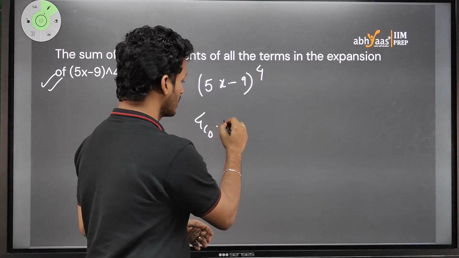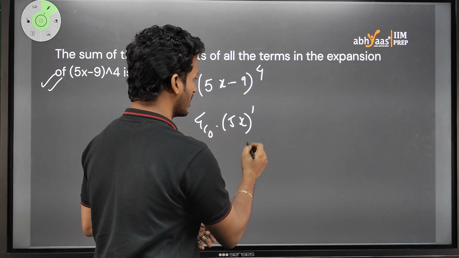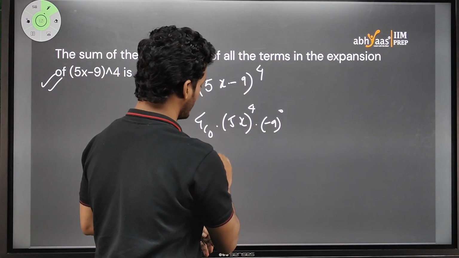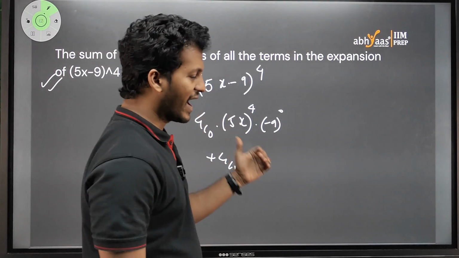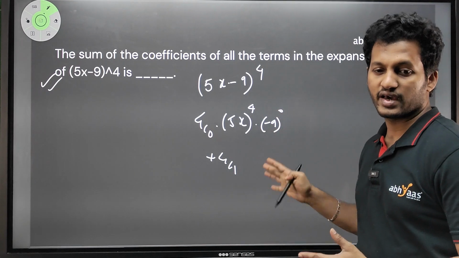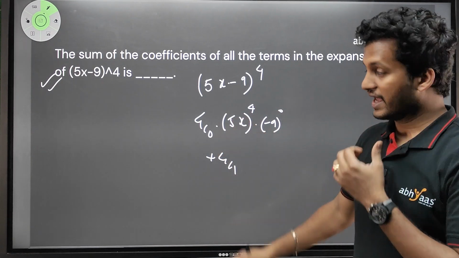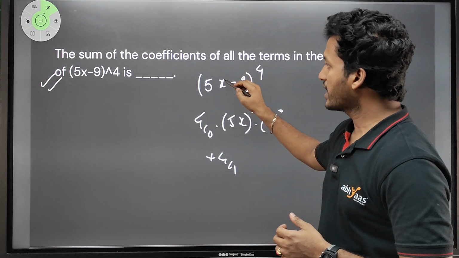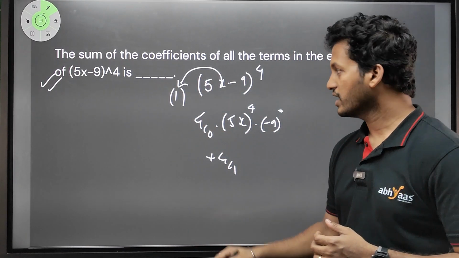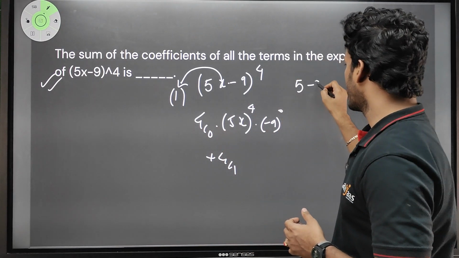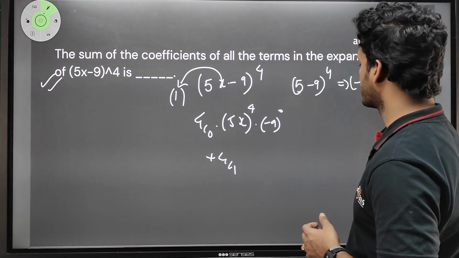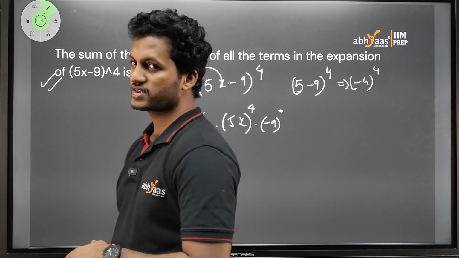4C0 into (5x) power 4 into (minus 9) power 0, plus 4C1, like that you can add everything. Okay, you will get everything in terms of x power 4, x cube, x square, like that. But it will be a very hectic process. Instead of that, you can take x as 1 here. Then it will be (5 minus 9) power 4, that will be (minus 4) whole power 4. So the answer will be 256.